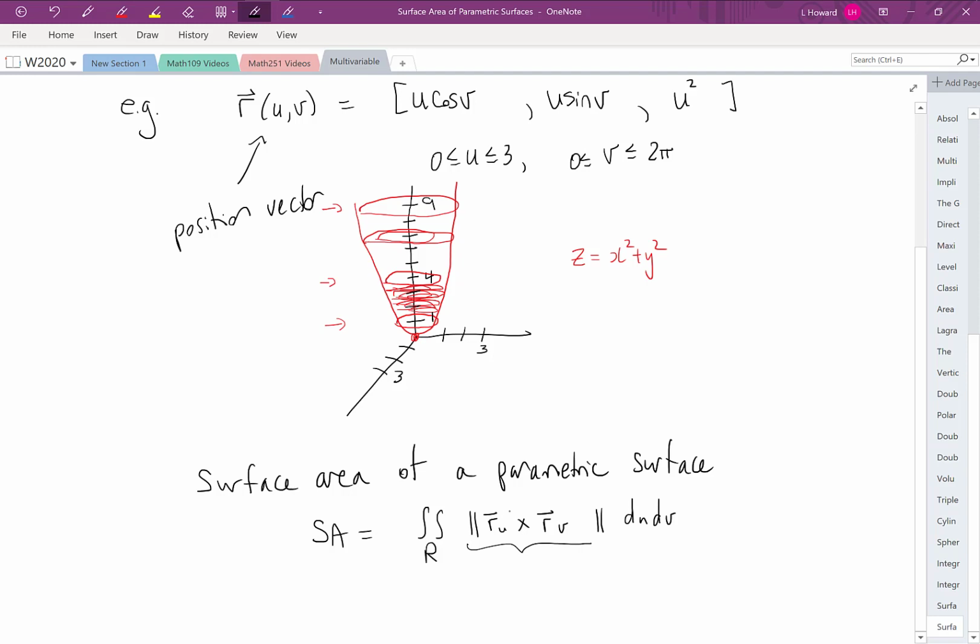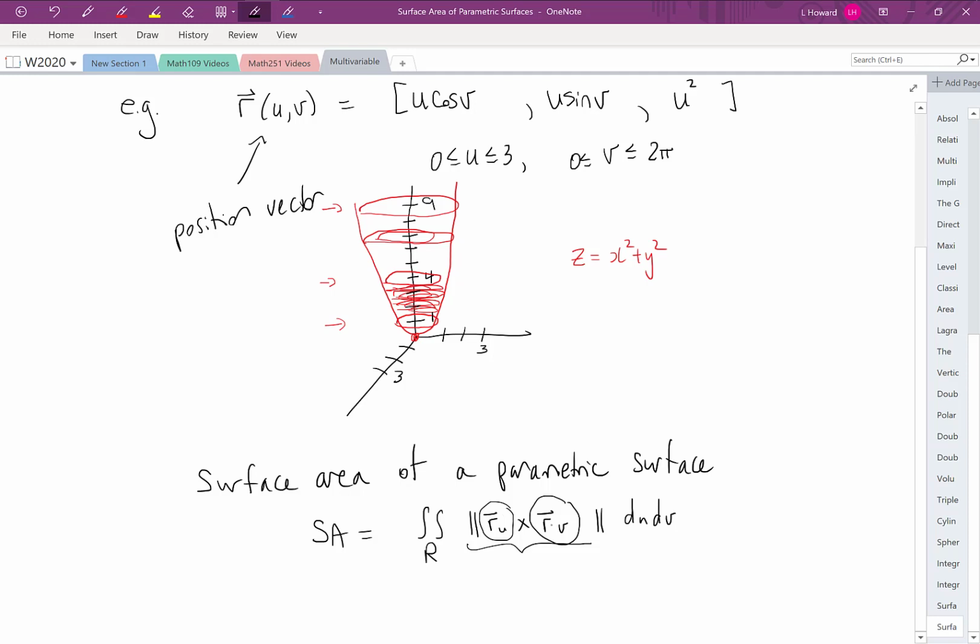So when we write something like r sub u, that means take the partial derivative with respect to u of this position vector. So just go through component by component, take your partial derivatives. So that gives you a vector. And then in the same way, you can calculate your partial of r with respect to v. So that gives you another vector.